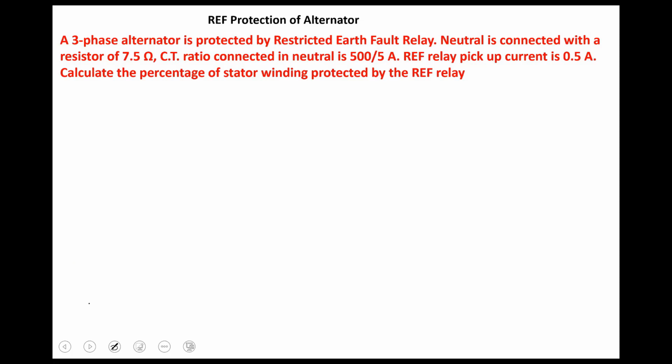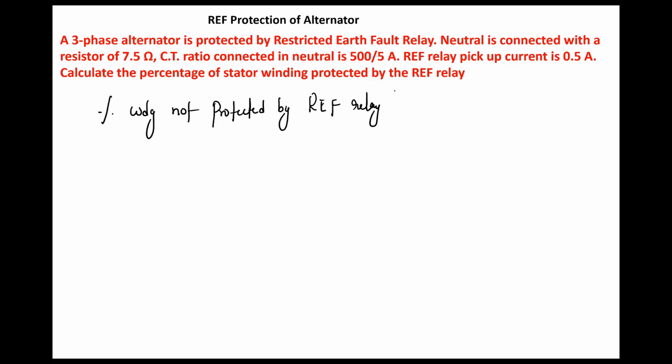So here, the percentage of winding not protected by REF relay is given by which formula? It is given by pickup current into Rn, into CT ratio, divided by phase to neutral voltage of the alternator, into 100%.